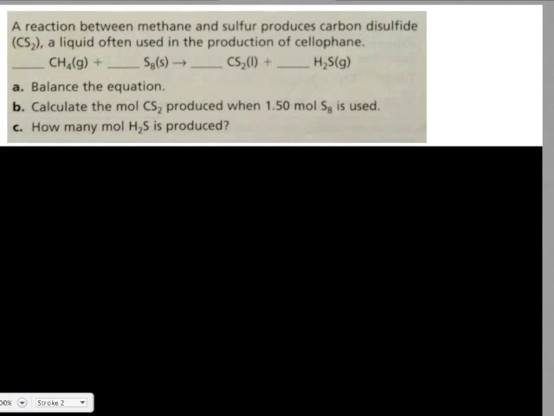Okay, here's a relatively easy one. Again, I'd like you to pause the video, try it on your own, and then run the video. Okay, I'm going to put up the answer. The balanced chemical equation. We're asked to calculate the moles of CS2. So let's put a question mark here. When 1.5 moles of S8, so the given is here.